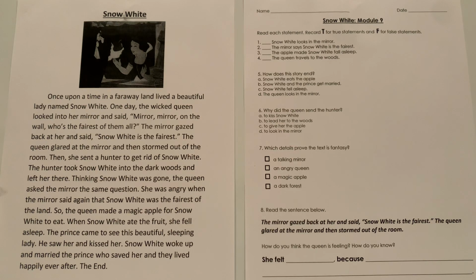The first 4 questions are true-false questions. If it is a true statement about the fairy tale, I want you to put a T. If it's not true, I want you to put an F for false. Number 1, Snow White looks in the mirror. Number 2, the mirror says Snow White is the fairest. Number 3, the apple made Snow White fall asleep. And number 4, the queen travels to the woods.